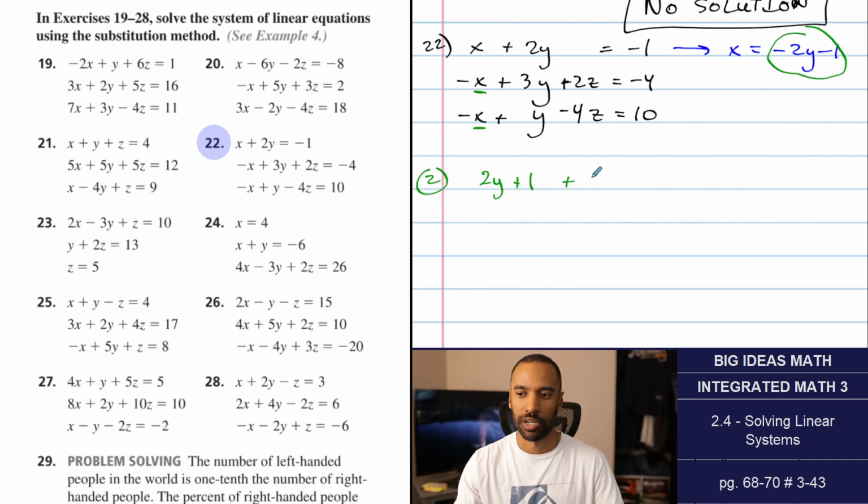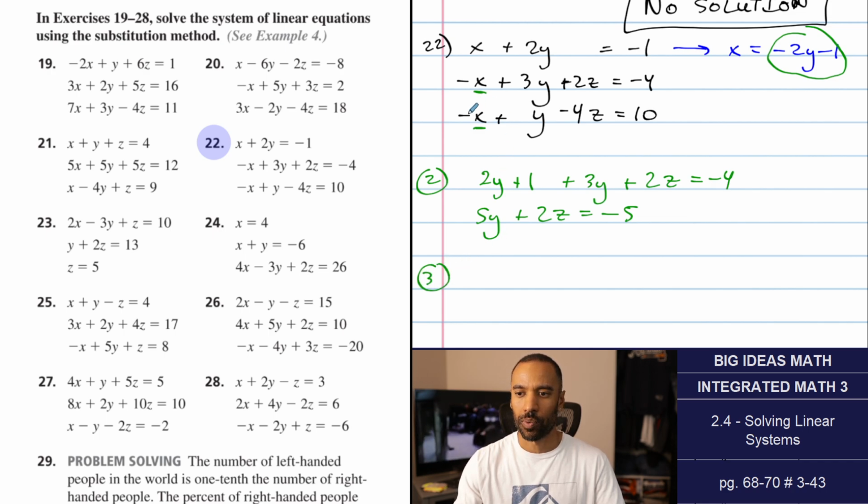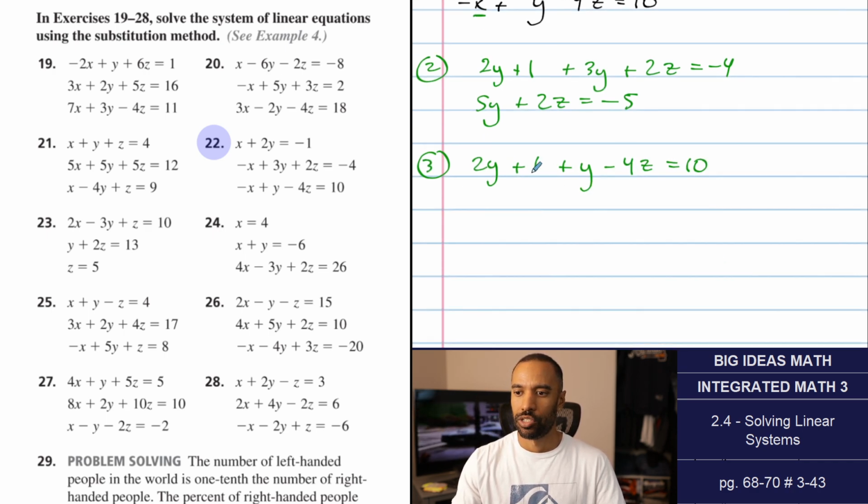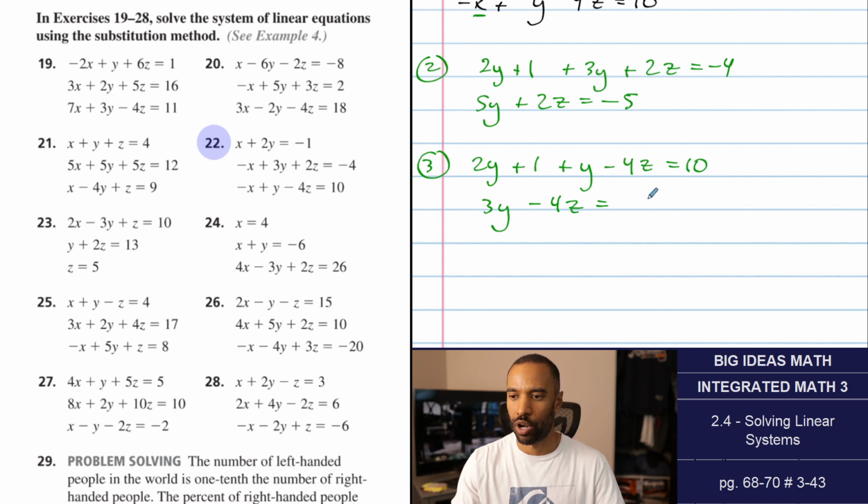That'll go a little bit faster. Then plus 3y plus 2z equals negative 4. Combine here, 5y plus 2z equals, subtract 1, negative 5. So there's equation 2. Equation 3, same thing. I get 2y plus 1, because you distribute the negative, plus y minus 4z equals 10. 2y plus y is 3y. I have minus 4z, and subtract 1 over, you get 9.